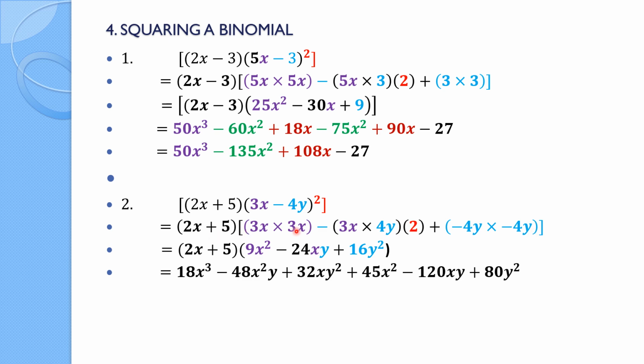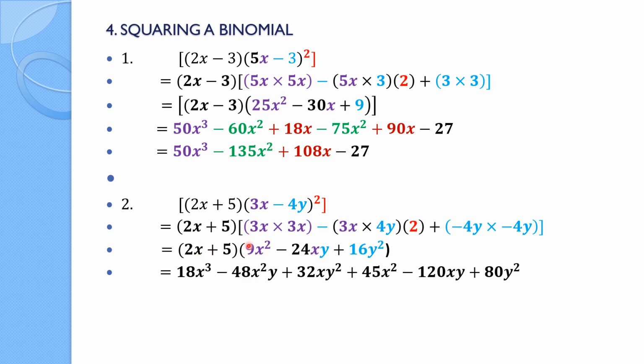So 3 times 3, which is 9. X times x, x squared. 3 times 4 is 12 times 2 gives me 24. So I have negative 24xy. Negative times negative, which is positive. 4 times 4, which is 16. Y times y, which is y squared. Right, so 1 mark for those 3 terms being correct.